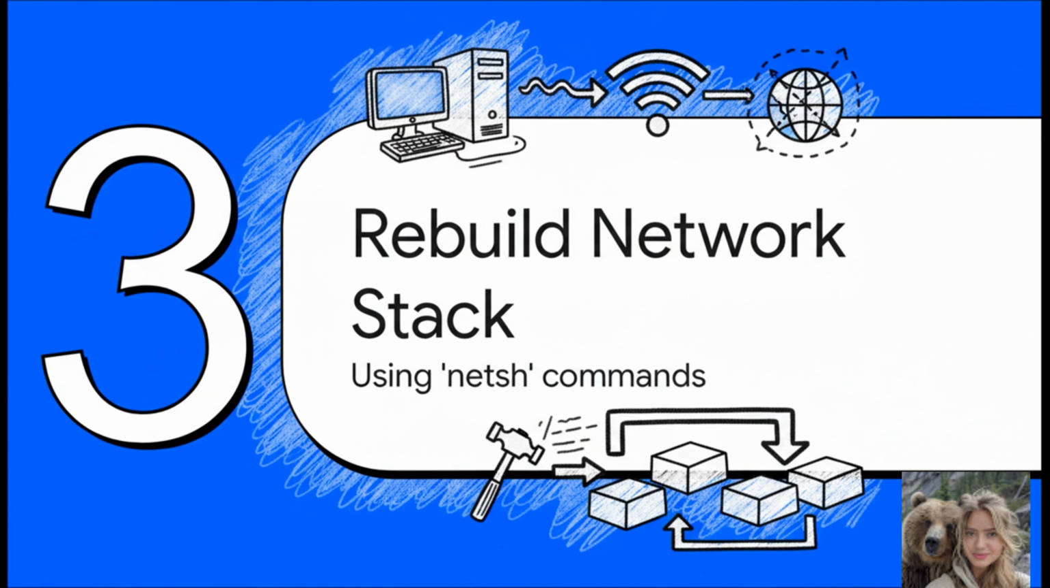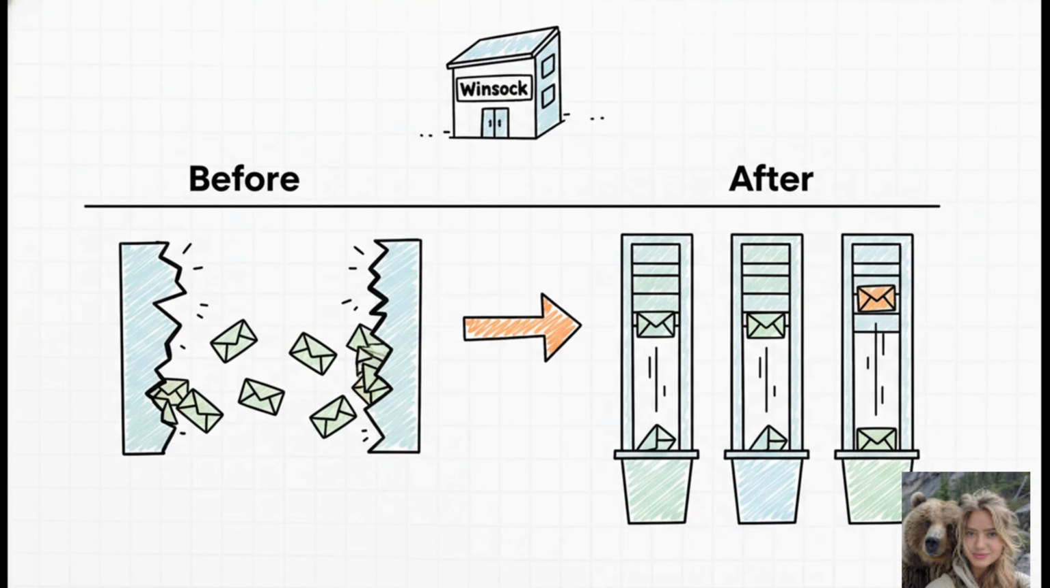We're going to rebuild the very foundation of how your computer's software talks to the internet. And for that, we use the powerful net shell, or network shell, commands. Our first tool for this surgery is netsh winsock reset. Now, Winsock is basically the digital post office inside your computer that directs all your internet traffic. If the rules and catalogs in that post office get corrupted, well, your data packets get lost. This command rebuilds that entire catalog from scratch, fixing corruption at the deepest application level.